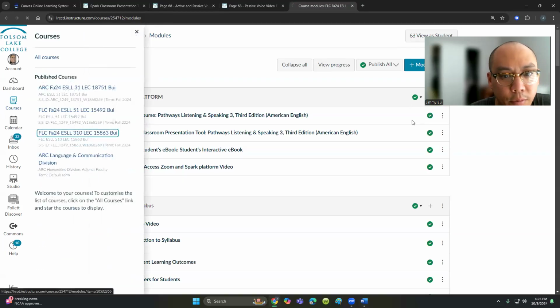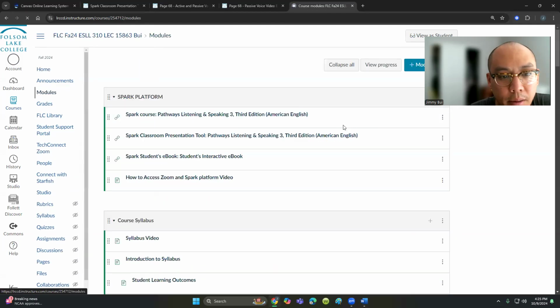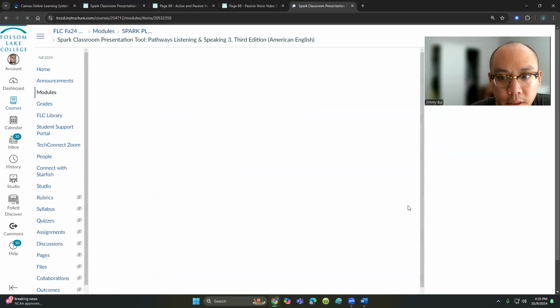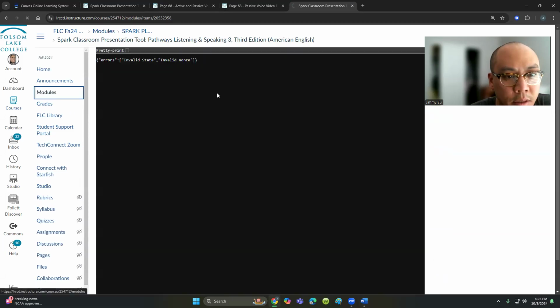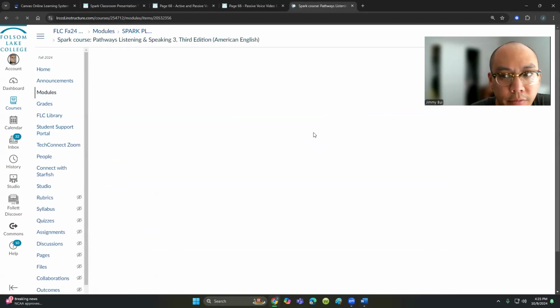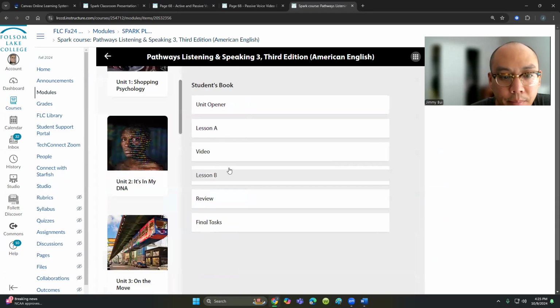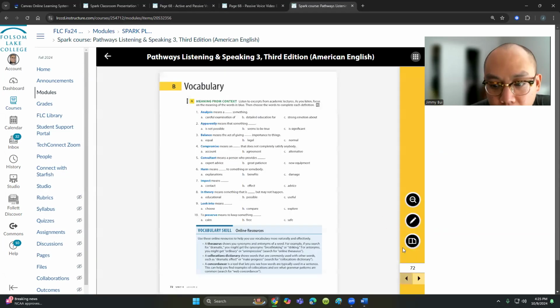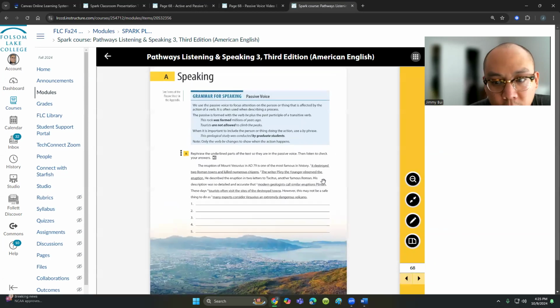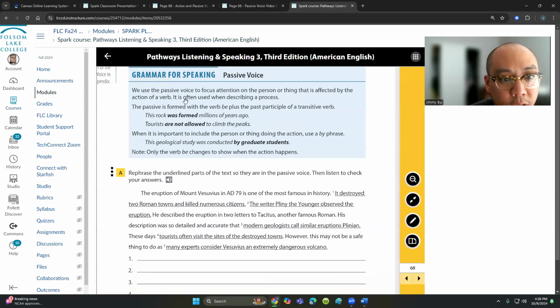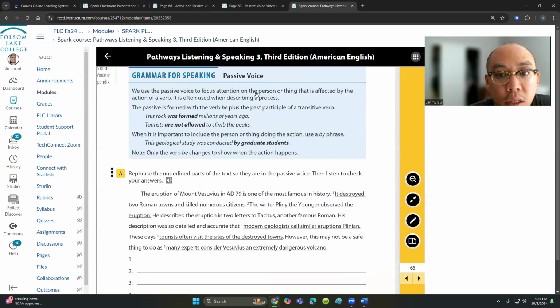on page 68 for ESL 310, more focus on the passive voice here. But in the passive voice, you can then give more information and focus on how the object was created or made. So page 68 for 310, we use the passive voice to focus attention on the person or thing that is affected by the action of the verb. It is often used when describing a process.